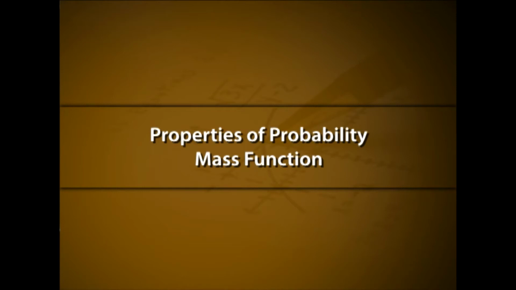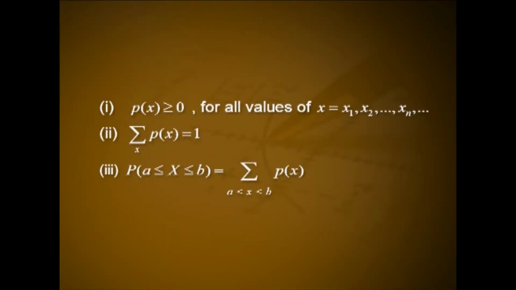Properties of probability mass function. Let p of x denote the probability mass function of a discrete random variable X, then number 1, p of x greater than or equal to 0 for all values of small x equal to x1, x2, etc., xn, etc. Number 2, summation over x of p of x is equal to 1. Number 3, p of a less than or equal to x less than or equal to b is equal to summation over a less than or equal to x less than or equal to b of p of x.